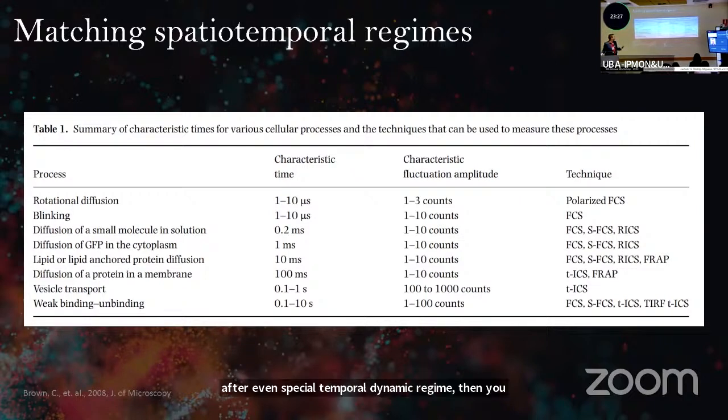So in this case, for example, for rotational diffusion, for blinking or diffusion of a small molecule in solution, FCS, scanning FCS and raster image correlation spectroscopy are the techniques in which the laser scanning goes sufficiently fast to be able to capture how quickly those dynamics are happening. What we're going to talk about today is more on the slow regime of this. So temporal image correlation spectroscopy and its extensions are more on the range of what vesicle transport looks like. And this is something we're perhaps more familiar with in the kind of imaging that we have seen in optical microscopy.